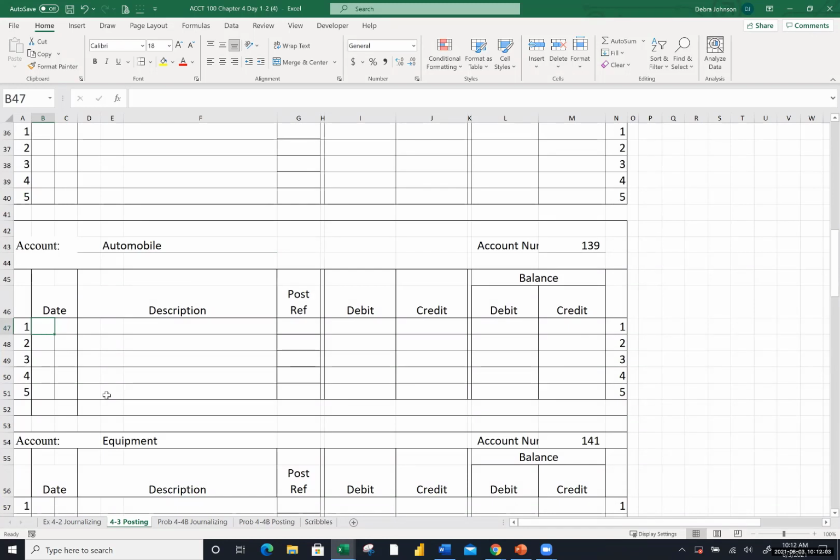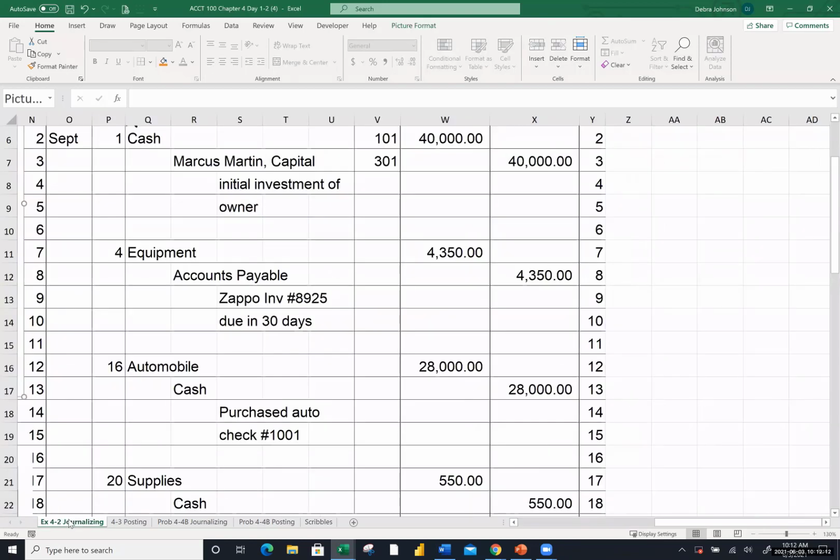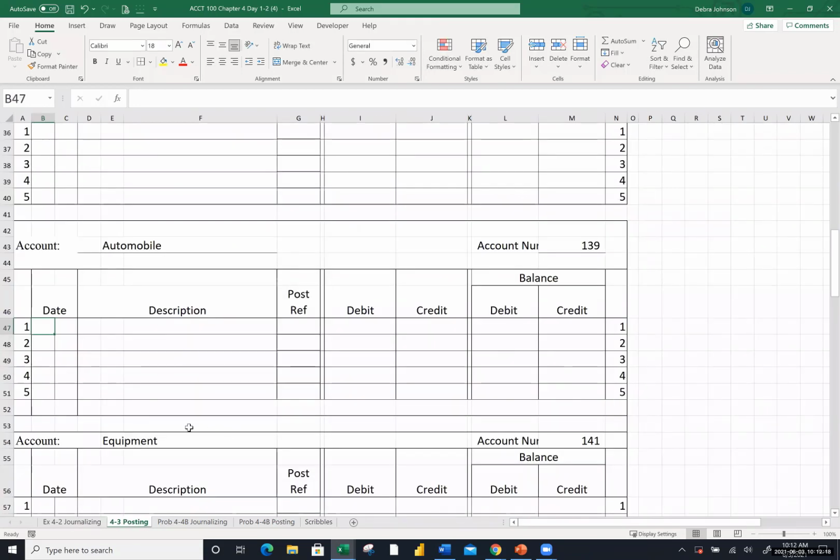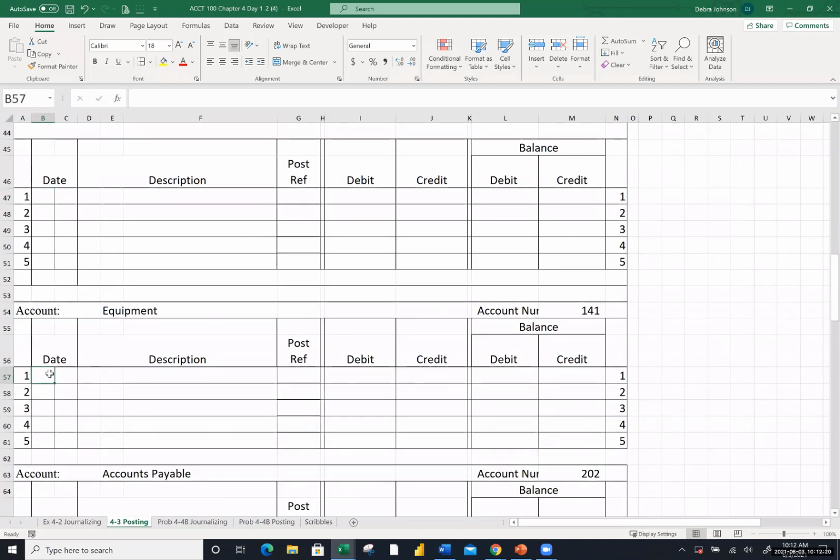So here we go with our auto. I think that was our second one. I got distracted there by the little technical glitch. I'm gonna have to go look again. Equipment and accounts payable. So equipment is going to go up. So let me drop in my date.